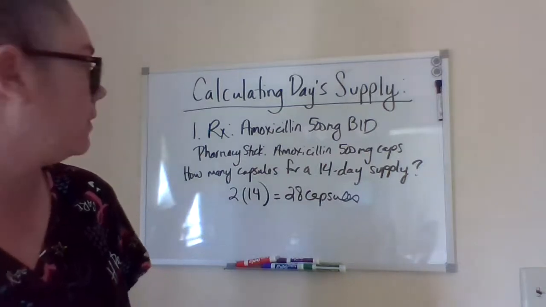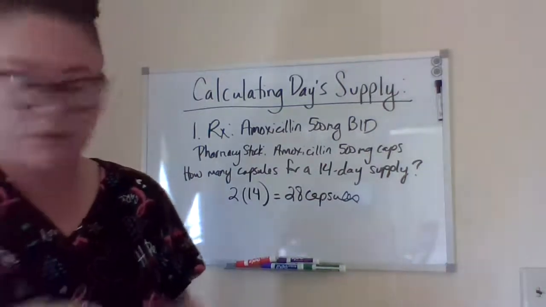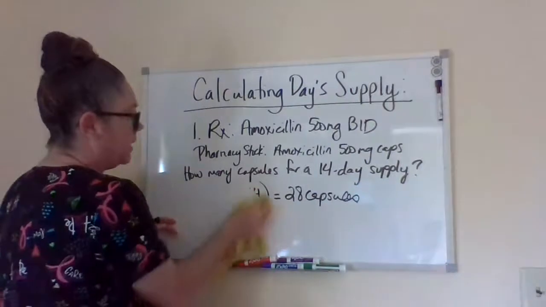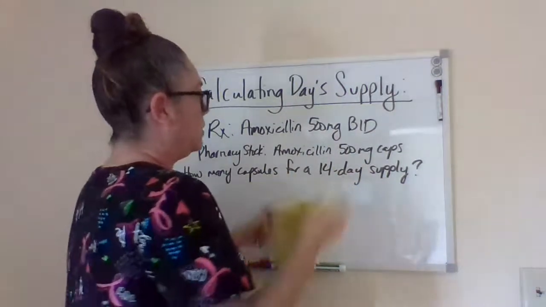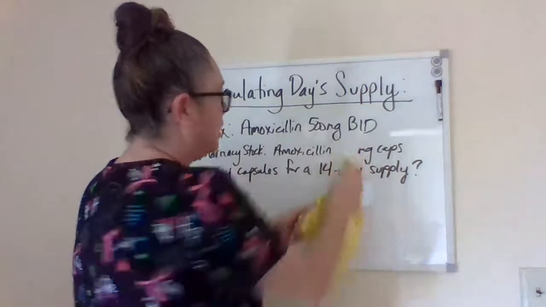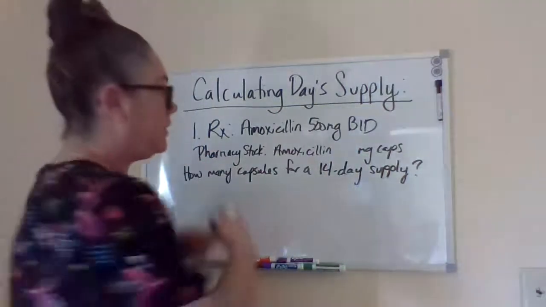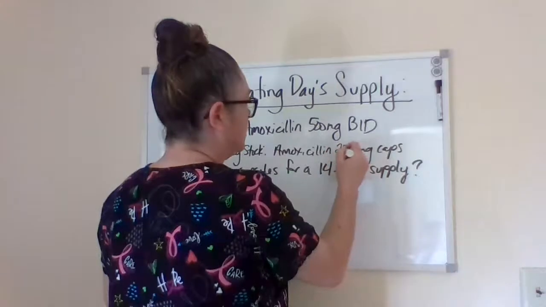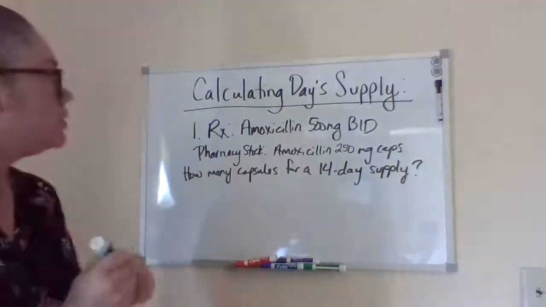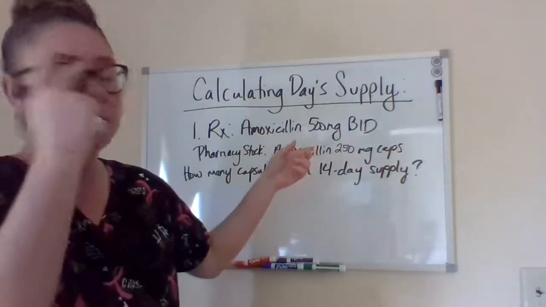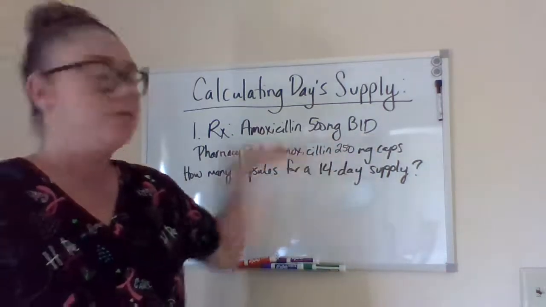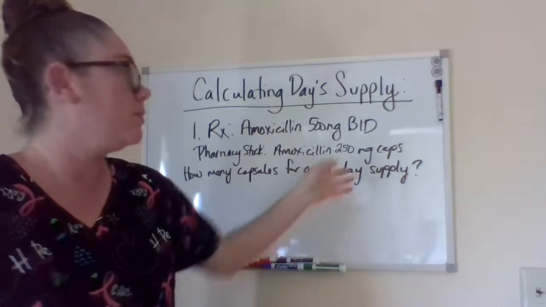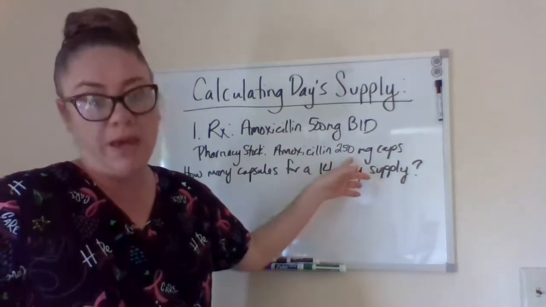Okay. Let's change this one up a little bit. So let's say in stock, I only have 250 milligram capsules. Okay, so the order is the same. The doctor's prescribed 500 milligrams twice a day, but when I go to my stock, I realize we don't have any of the 500 milligrams, but we have 250 milligram capsules.